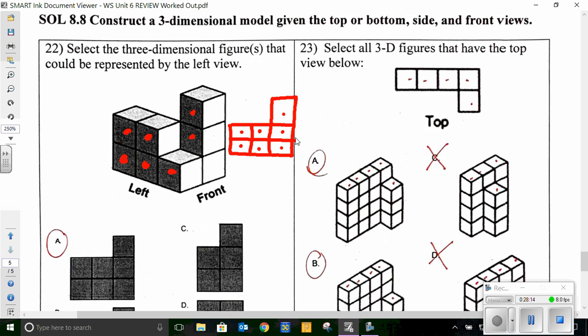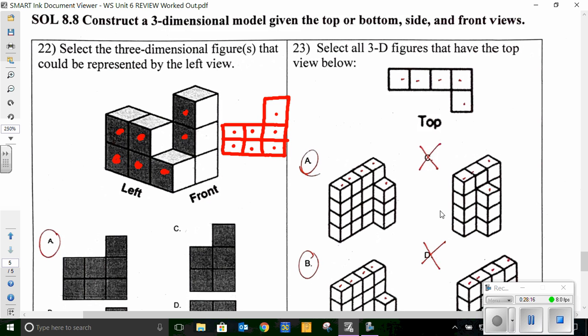Then number 23, it says to select all the 3D figures that have the top view below. On this one, again, I just sort of counted. I have 1, 2, 3, 4 going across, and then I have 2 making an L shape. So I have 1, 2, 3, 4, 1, 2. This one works. And then the same thing here, 1, 2, 3, 4, and 1 there. And so that one works.